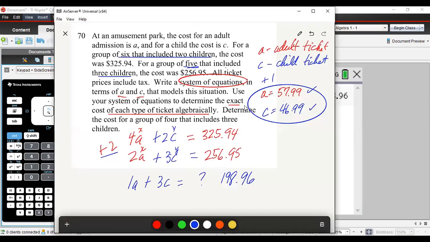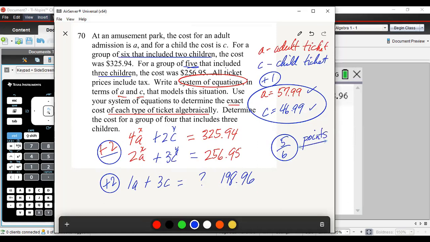Okay, so let's go back to the iPad. And so I said there, it says for a group of 4, and that group includes 3 children. So that's 1 adult, 3 children. And if you add up the prices, 3 times this, plus 1 times this, you get $198.96. So if you're able to come up with this cost, that's 2 more points. So again, just doing it graphically, if you do all of the pieces that you can do, you can get 5 out of 6 points. And I'll take that every day of the week.